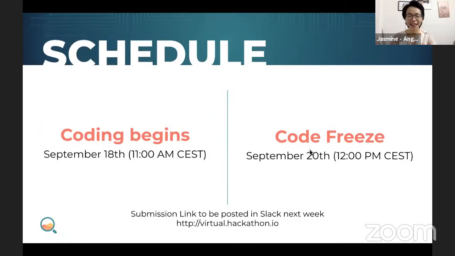Here are a few key dates to keep in mind, and please put this in your calendar so you don't miss the important date and time. Coding officially begins on September 18, 11 a.m. Central European Summer Time. And the code freeze is when you must submit your submission in order to qualify for the prize, which is on September 20th, noon, Central European Summer Time. Please keep this date in mind. Very important for you to be qualified for our competition.